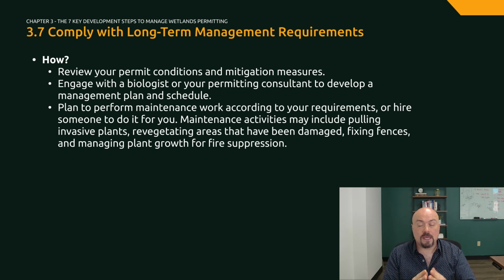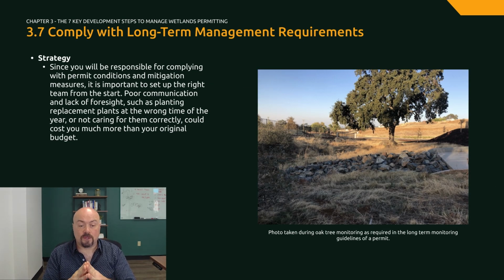Maintenance activities may include pulling invasive plants, revegetating areas that have been damaged, fixing fences, and managing plant growth for fire suppression. Since you will be responsible for complying with the permit conditions and mitigation measures, it is important to set up the right team from the start. Poor communication and lack of foresight, such as planting replacement plants at the wrong time of the year or not caring for them correctly, could cost you much more than your original budget.